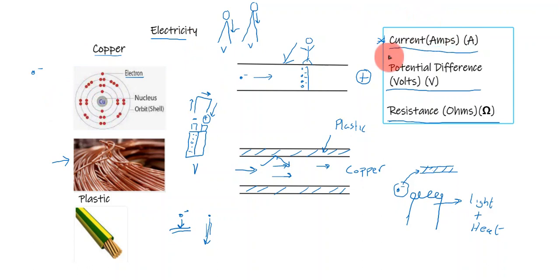Current is measured in amps, and it's basically the number of electrons that are moving through a material. Potential difference is like the force that's causing those electrons to move through the material, and then resistance is how easy or how hard it is for the electrons to move through a particular material. Materials with high resistance, like plastic, resist the movement of the electrons. Materials like copper with low resistance allow electrons to move through it really easily.